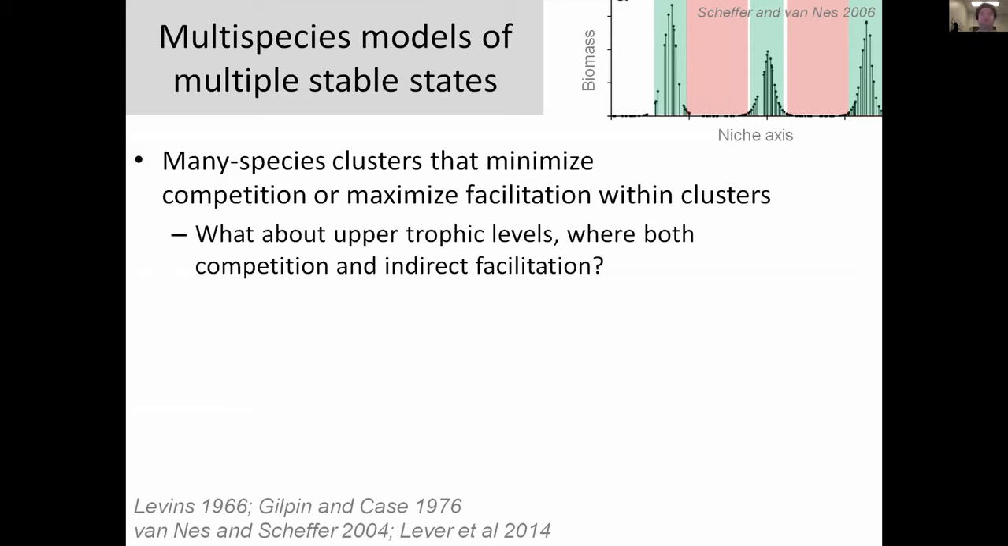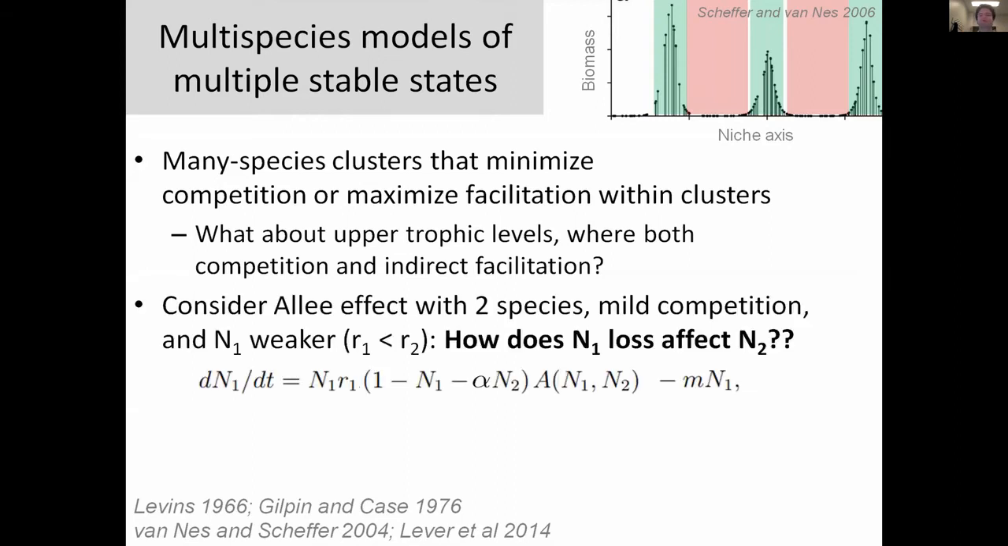Before we get to that though, while we're still thinking about these really simple models, I want to use one of the perks of giving a talk to a theoretical audience and give you a really simple model that encapsulates the key idea and the key finding here that I think is quite interesting. And that is, let's think about a multi-species Allee effect. So we have two species mildly competing. One is more vulnerable to stress and collapses first. So how does the loss of one species affect the other?